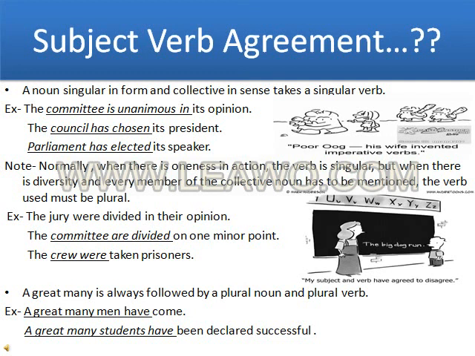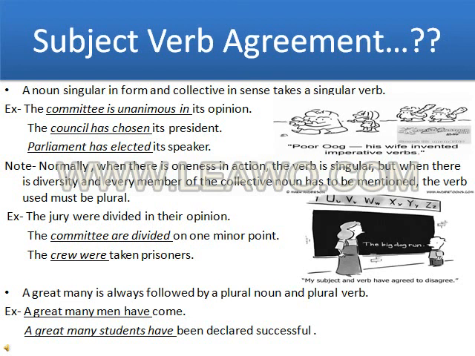There is an exception to this rule. Let's read. Normally when there is oneness in action, the verb is singular, but when there is diversity and every member of the collective noun has to be mentioned, the verb used must be plural. When words like committee, council, parliament and, in the example here, jury are used and their decision is one, like they are taking any decision unanimously, the verb will go as singular. But when their decision is divided, then we will use the plural verb.